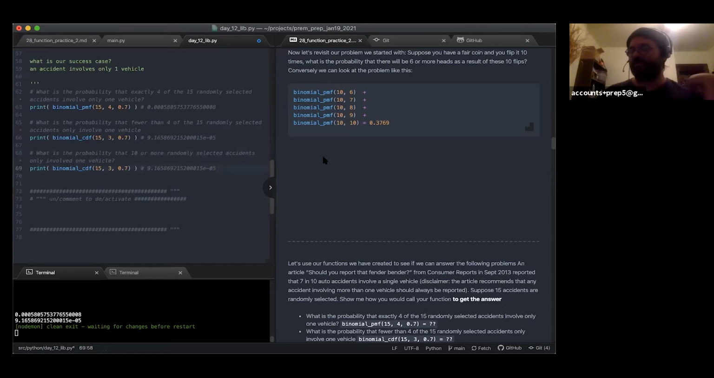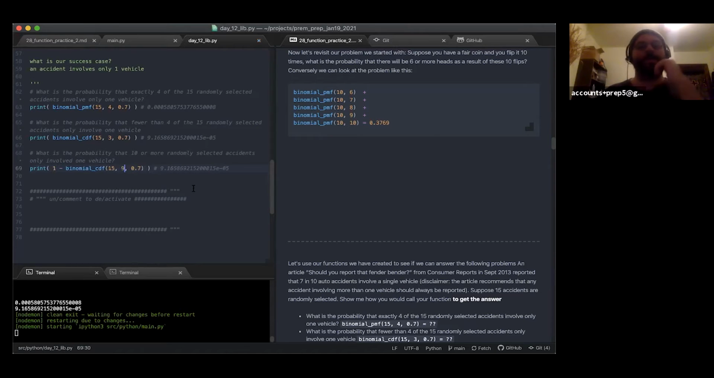One minus the probability of 9 or fewer. Yeah, you could think about it as 1 minus the probability of 0 to 9, right? So that's 1 minus the CDF up to 9. It's the complement of 0 to 9.